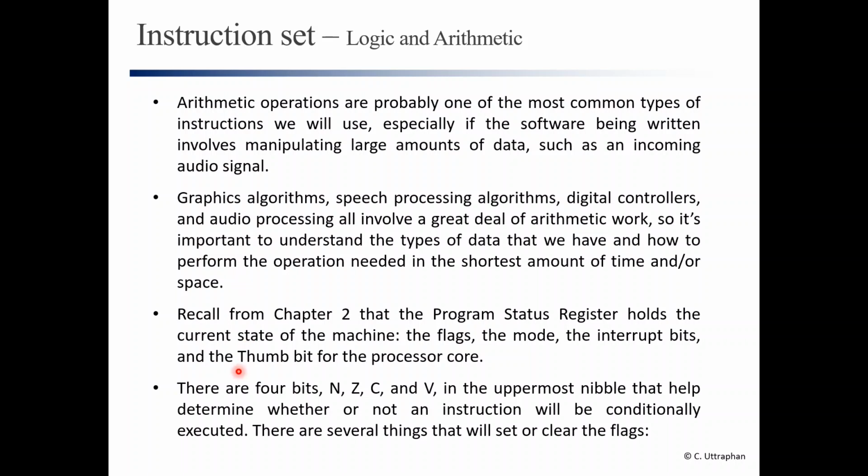Recall from Chapter 2, that the program status register holds the current state of the machine or computer, which are the flags, the mode, the interrupt bits, and the thumb bit for the processor core. There are 4 bits, N, Z, C, and V, in the uppermost nibble that help determine whether or not an instruction will be conditionally executed. There are several things that will set or clear the flags, as follows.